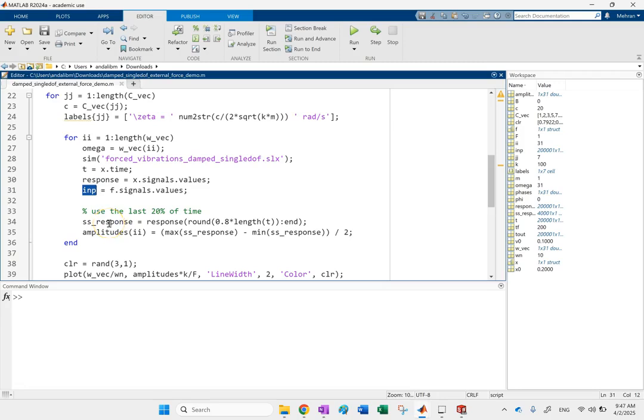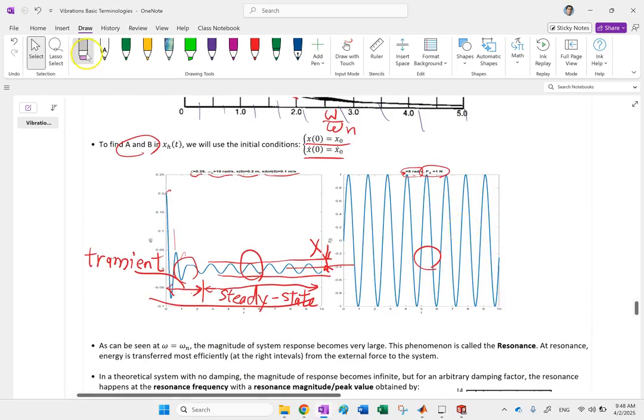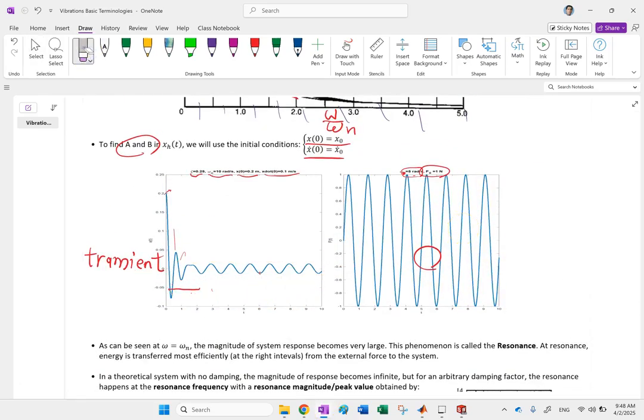And then in order to get the amplitude X here, what I do is I only look at the last 20% of the time. So when I look at this solution, if my simulation runs for 10 seconds, I only look at the last 2 seconds of it. I only look at here. And from this point, I get the maximum, I get the minimum, divided by 2 to get my X.